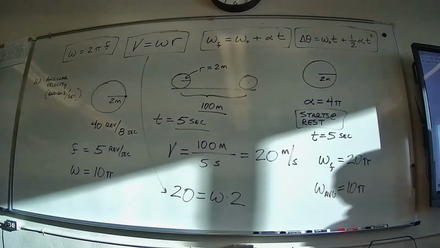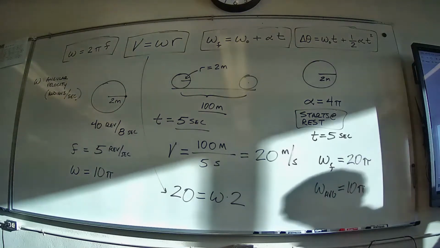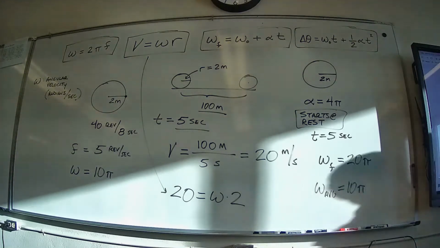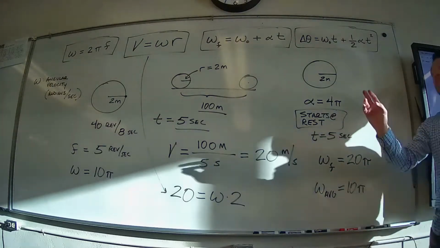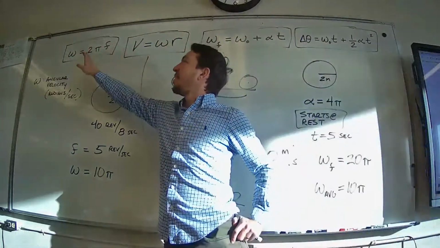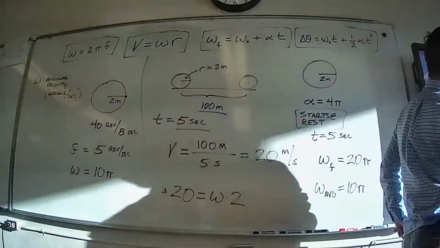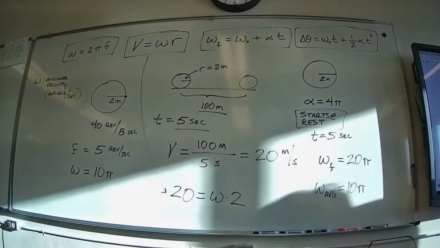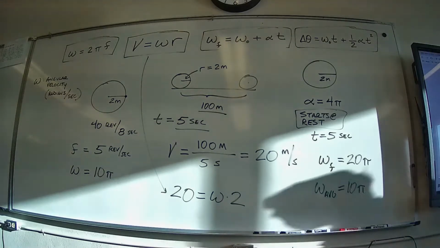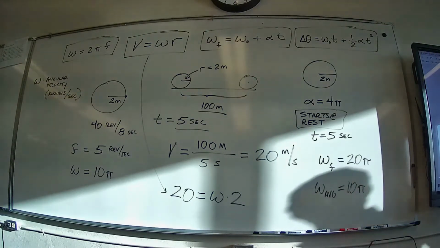This one's very straightforward. Number 4 just says, if a disk is spinning with a frequency of 30 hertz, what is the angular velocity? Right? So the answer is 2 pi times 30, which is 60 pi, yep.